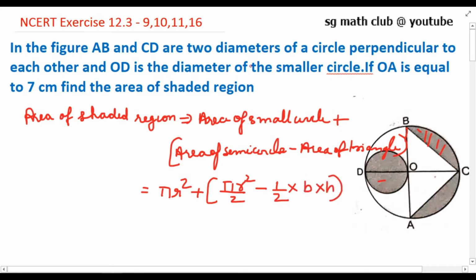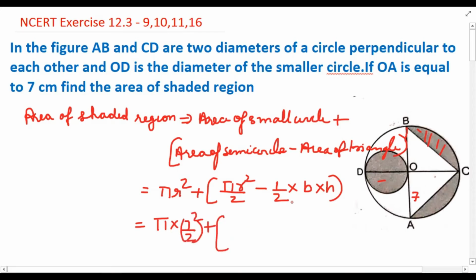Here AB and CD are two diameters of a circle perpendicular to each other. OD is the diameter of the small circle. OA is 7 centimeter, so what will be OD? OD will also be 7 centimeter, because they have given that AB and CD are two diameters. So the radius of the small circle will be 7 by 2, the whole square, plus, now the radius of the big circle is 7.